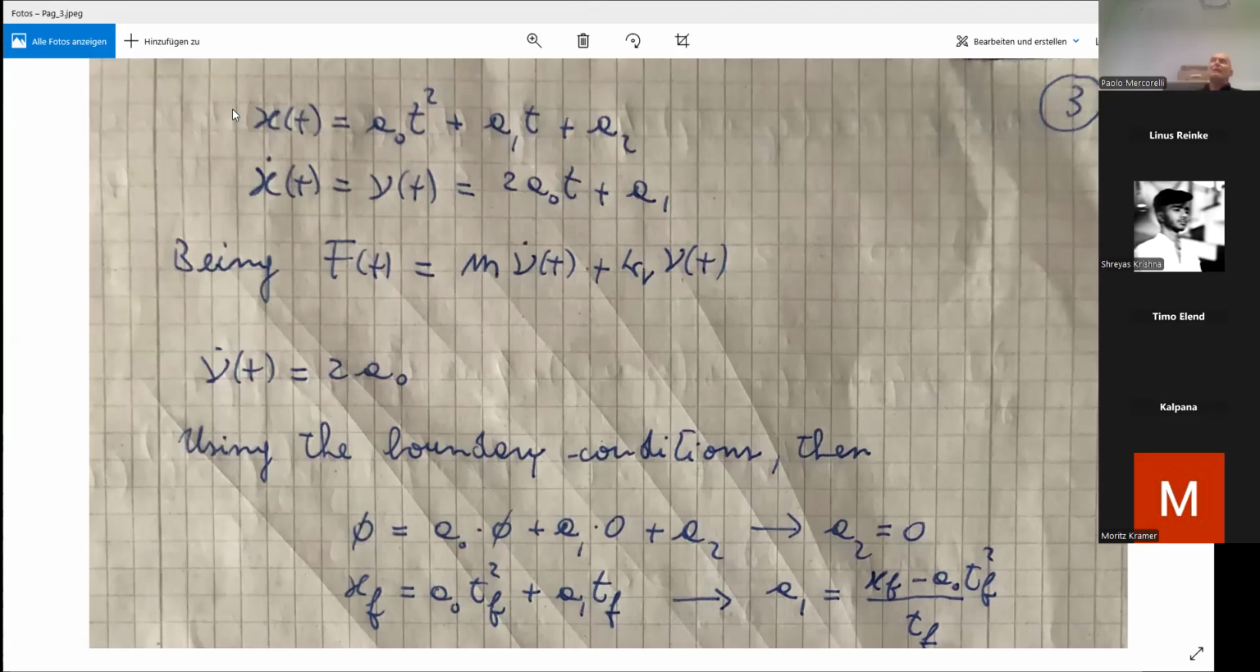Assuming that Lüneburg is our reference, I start with my reference exactly at Lüneburg. 0 equals times 0, because I can consider also times 0, A2 equals 0. Clear, no? We can see here exactly the first boundary condition implies A2 equals 0.